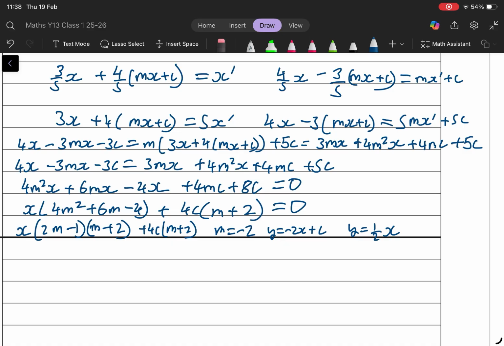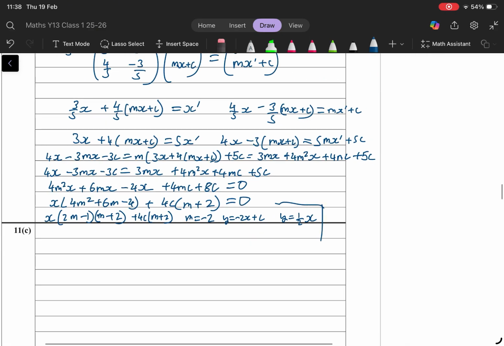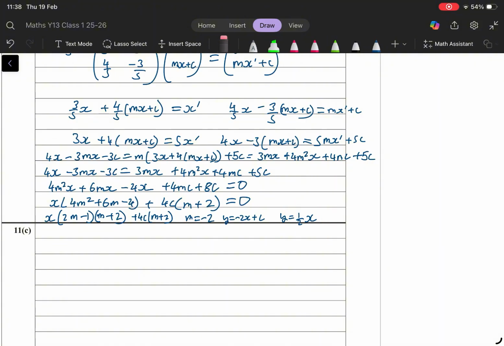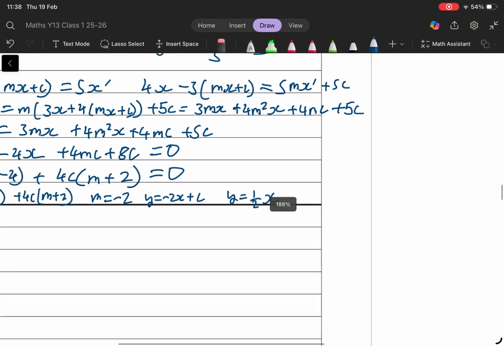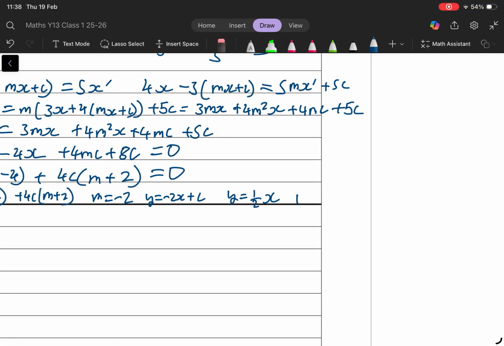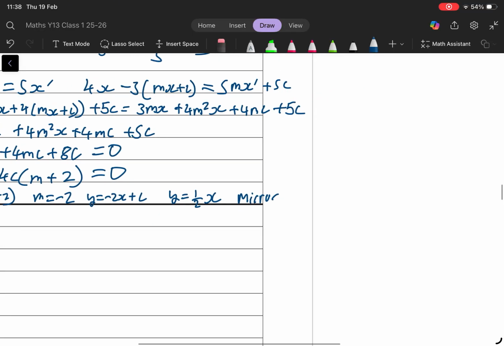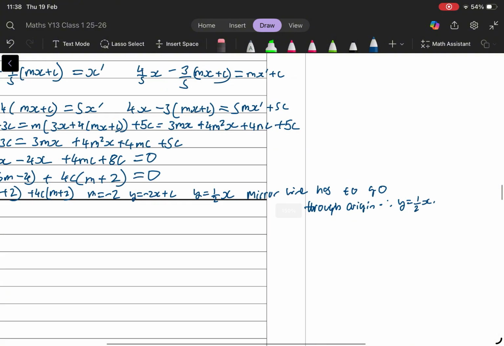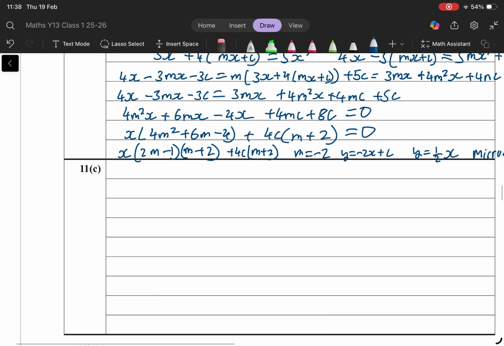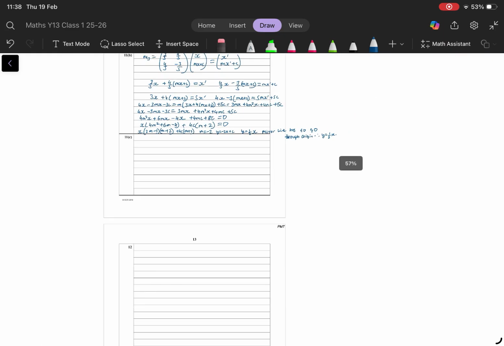Yeah, I'm not sure why I'm getting 2 different things. Does a mirror line have to go through the origin? I'm just gonna say mirror line because that's the only thing. Mirror line has to go through origin. Therefore, y equals 1/2 x. That's what I'm gonna say. I don't know if that's right, but I feel like that's what this one is.